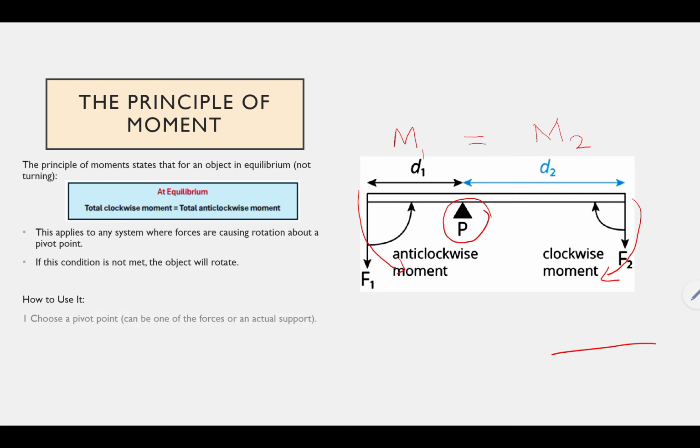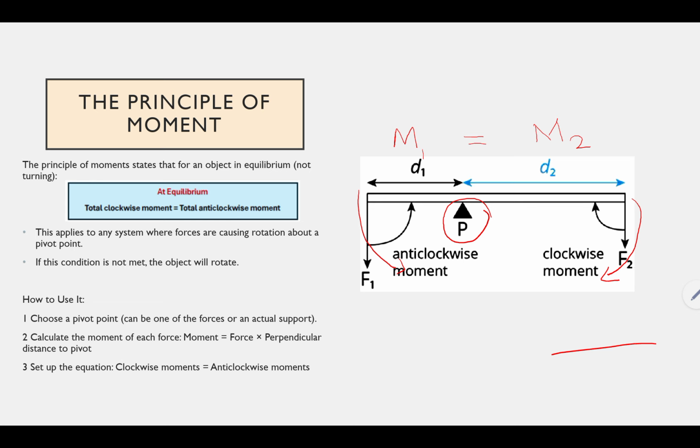How to use it? Number 1, choose a pivot point. Number 2, calculate the moment of each force by using moment equals force times perpendicular distance to the pivot. Number 3, use the equation clockwise moment equals anti-clockwise moment. Number 4, solve for the unknown. Let's take an example and try this out.